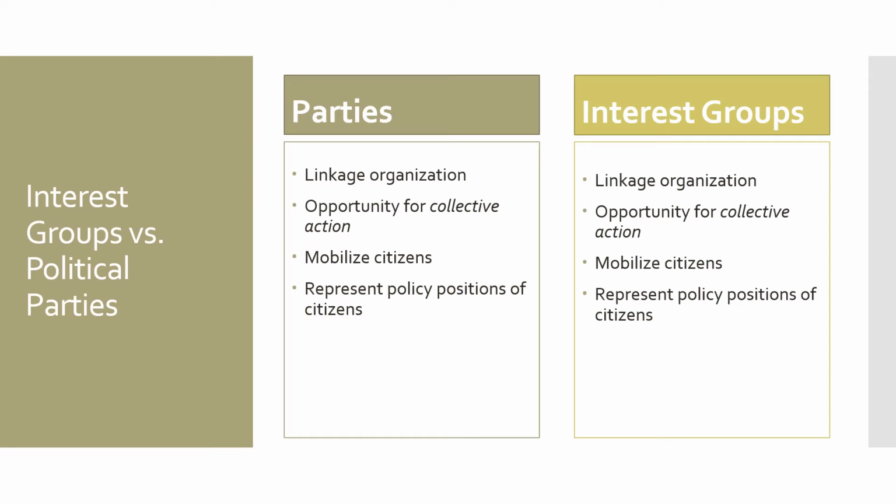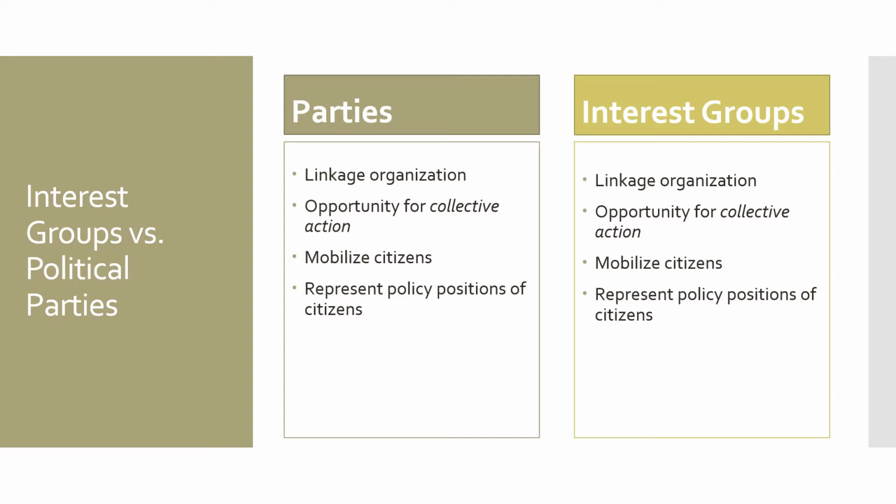So in our last video, we focused on political parties. And parties and interest groups have a lot in common. They both represent and advocate for citizens. Some of their similarities are that they act as linkage organizations, so they link citizens with government. They give citizens an opportunity for collective action, meaning that they can act together with others who have like interests in order to achieve a political goal.